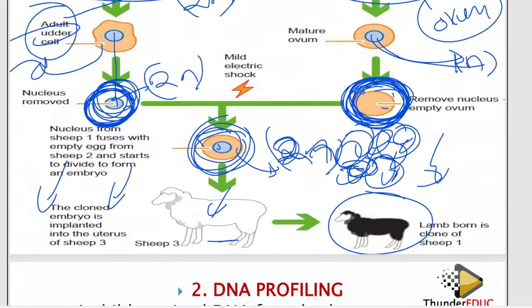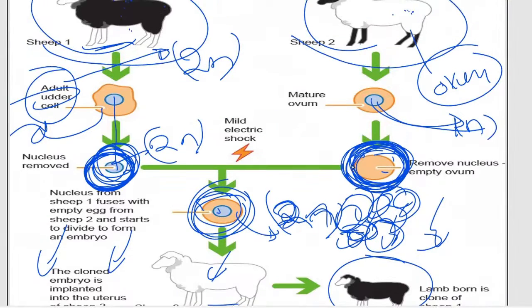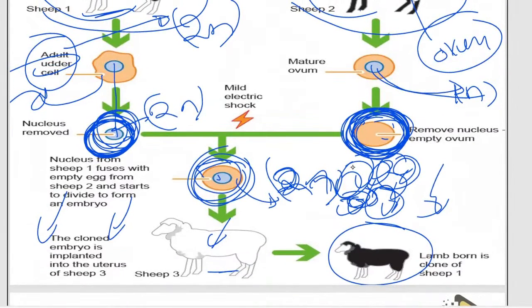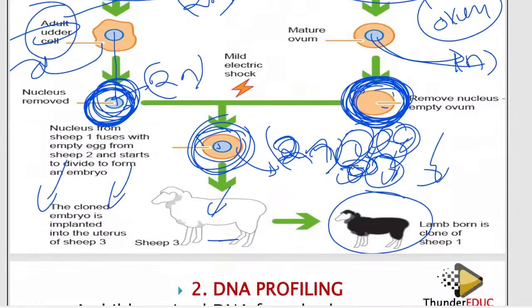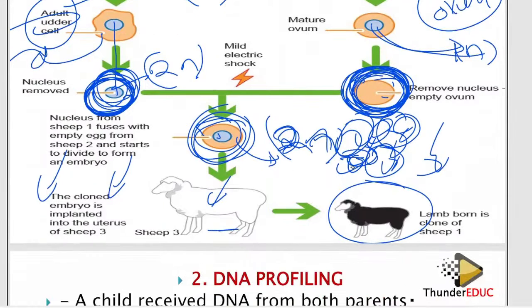How is this shape going to resemble? Whom is it going to resemble? Which shape is it going to resemble? It's going to resemble shape 1 because we use the DNA of shape 1.